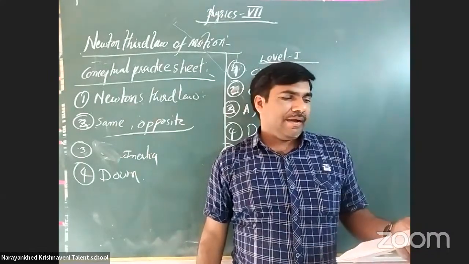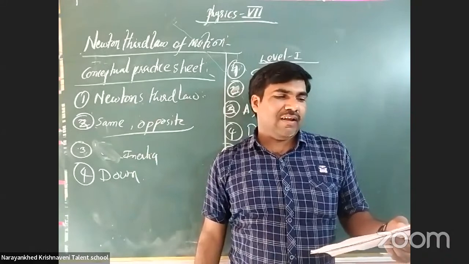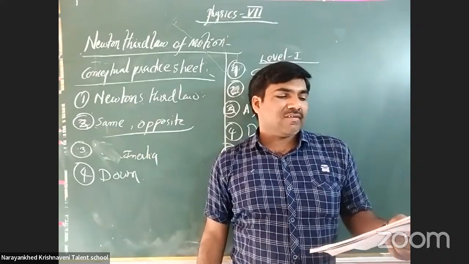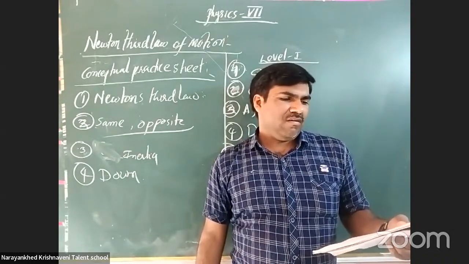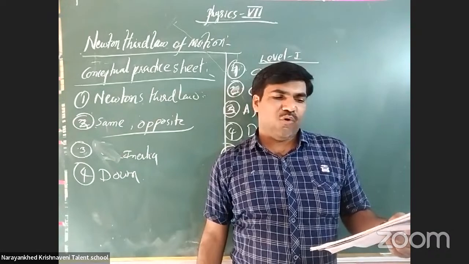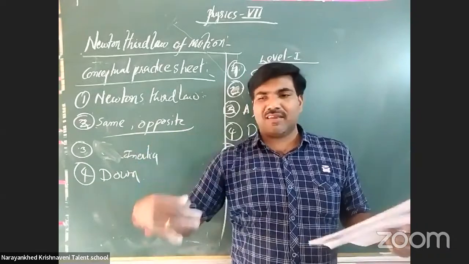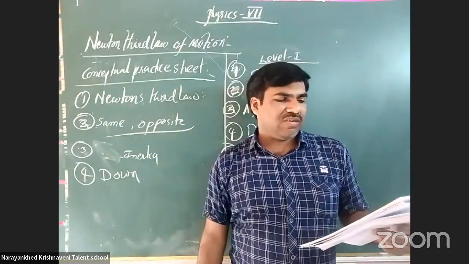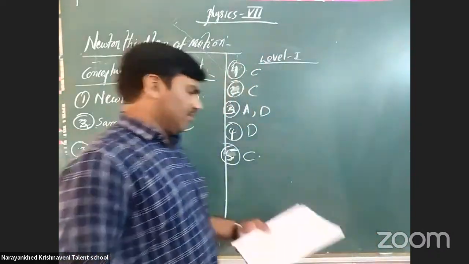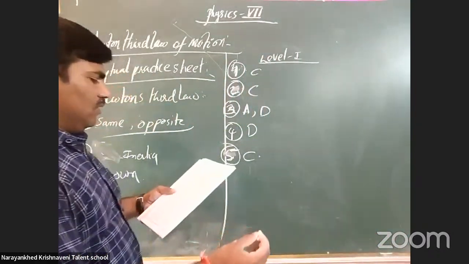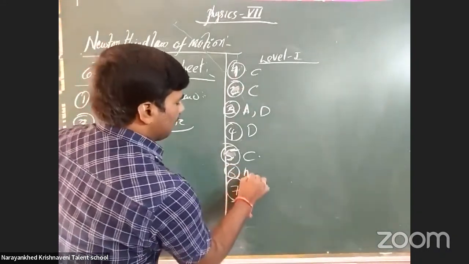Next, among the following, which is the correct statement? Action and reaction are equal, hence they cancel each other. Action and reactions never act on the same body. Angle between action and reaction is zero. Force always does not exist in a pair. The last three are wrong. The correct statement is the first one. Clear or not? The answer for the seventh one is A. Fifth one is A, B.